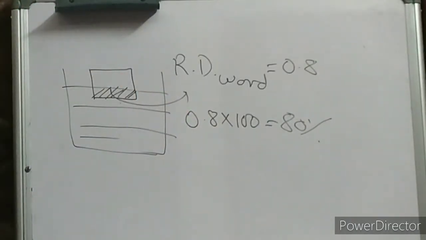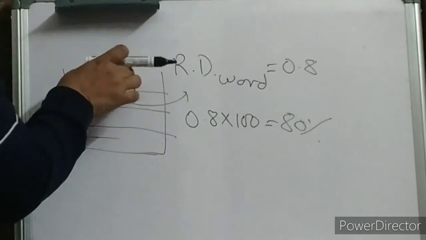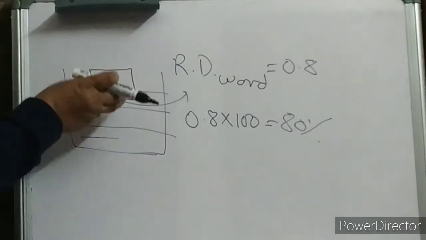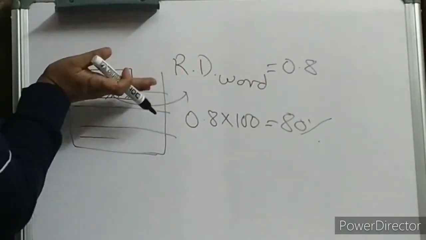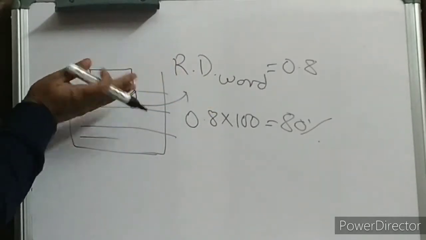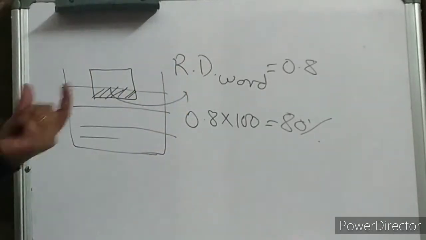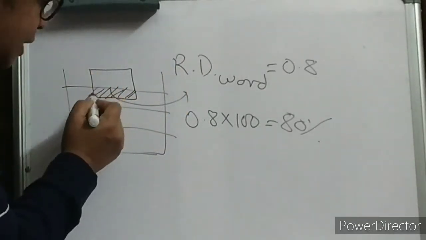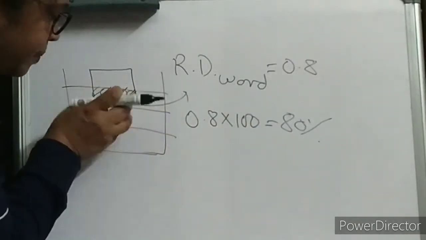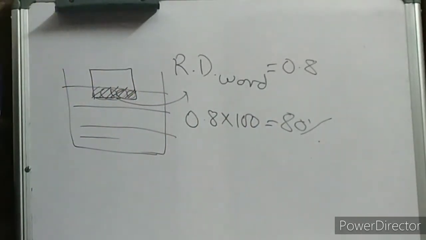Am I clear, children? While this wood is floating, 80% of this block is submerged in water. That means 80% of the volume is submerged in water. Clear? Another way to look at it again.